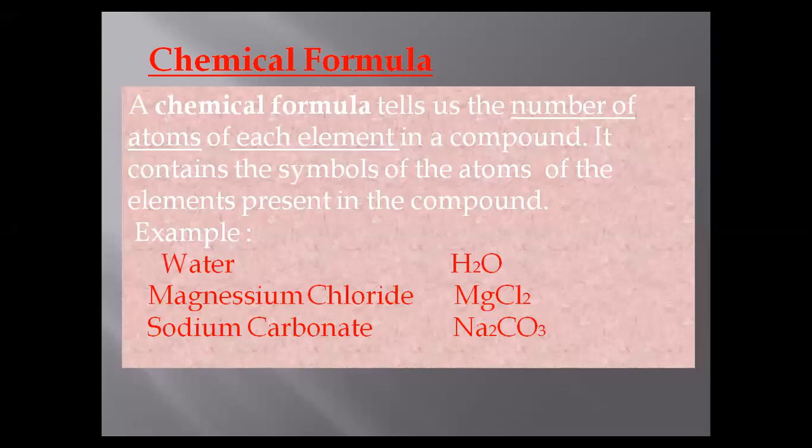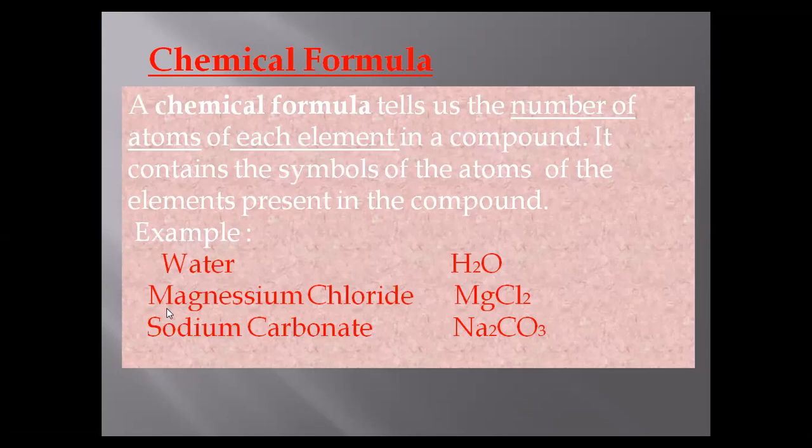Today I will teach you chemical formula. As you know, a chemical formula is a short way to write the name of a compound, or we can define it as a formula that tells us the number of atoms of each element in a compound. It contains the symbols of the atoms of elements present in the compound. It represents the elements which are combined to form a particular compound, and it contains the number of atoms of each element as well as their symbols.